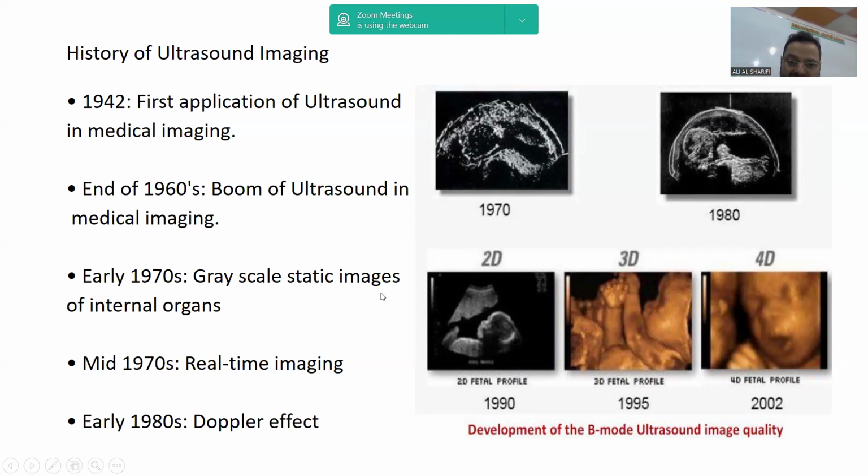1970, grayscale static images of internal organs. Mid 1970s, real-time imaging. At 1980, the Doppler effect. It's another scanning machine. It's a more developed device, a more developed machine than the ultrasound machine from the sonar, I mean.